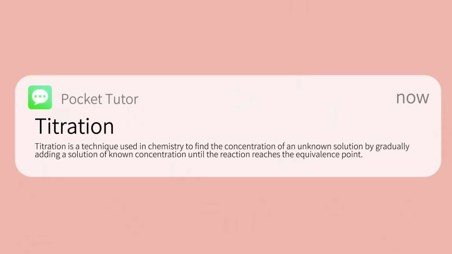Titration is a technique used in chemistry to find the concentration of an unknown solution by gradually adding a solution of known concentration until the reaction reaches the equivalence point. Everything's confusing? Well, it will be crystal clear when we're done with the titration.